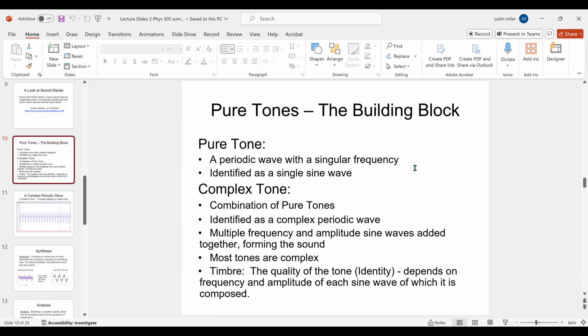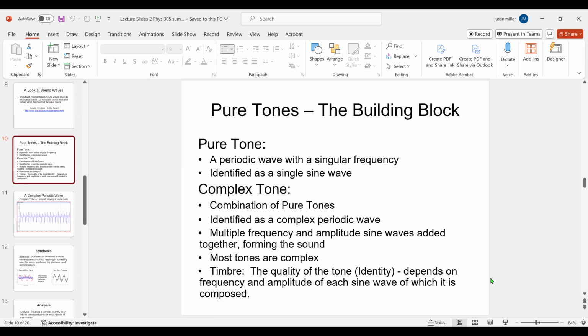Then we've got the quality of the tone itself, which we generally refer to as timbre. Timbre of a sound really depends on the frequencies and the amplitudes of each frequency of which the sound is composed. So now you've got a complex tone that has multiple frequencies. And depending on the contributions of those individual frequencies, the sound will have different identifying characteristics, its own uniqueness in a sense.